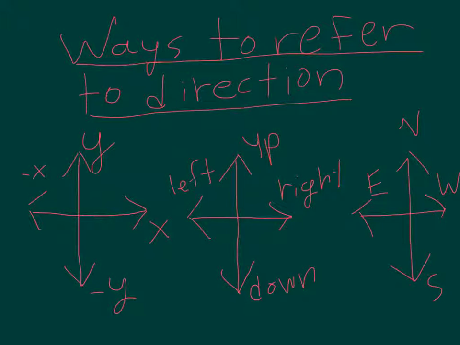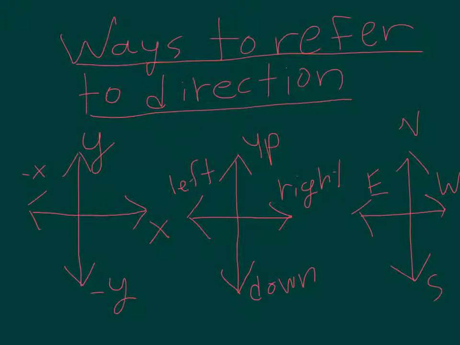A second way to think about it is in terms of relative directions. These are things that we use in everyday life to refer to a position relative to us. Things can be up, they can be down, they can be to the left, or they can be to the right. Finally, sometimes we may even refer to directions in terms of cardinal directions, such as north, south, east, and west. Just know that really we can be talking about the same thing in a different way. It's kind of like tomato, tomahto.